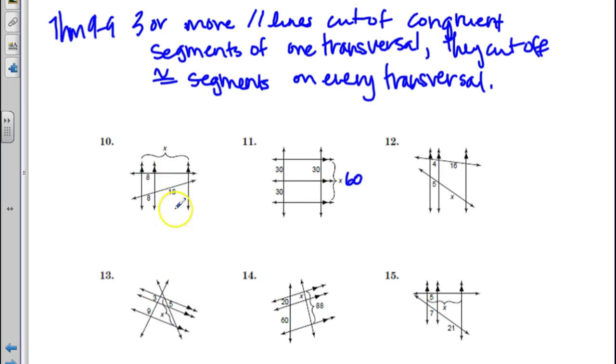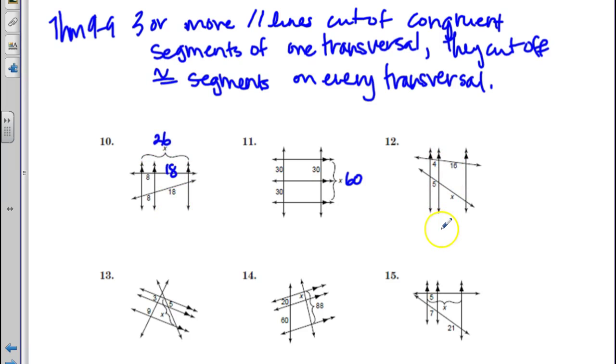Okay, so let's look at number 10. This one kind of deals with it too, and it's kind of funky. So I have parallel lines going this way, transversal going this way. So I have 8 and 8 here. So this section is 8, this section is 8. That means this section is 18. That one has to be 18. That means this whole thing has to be 26.